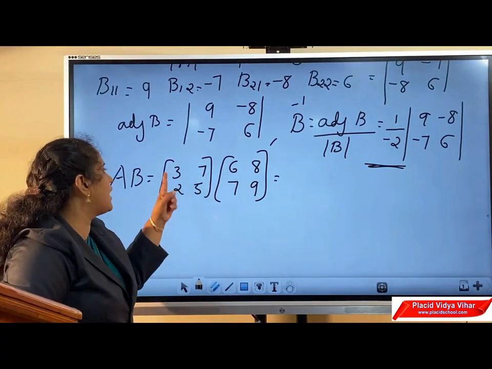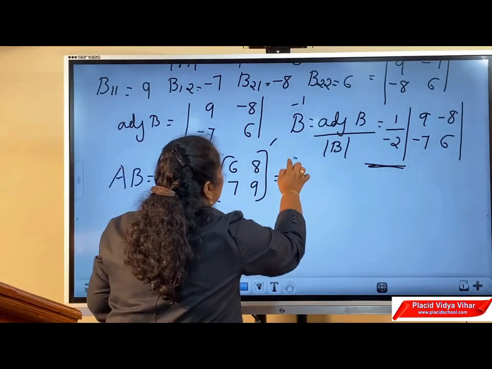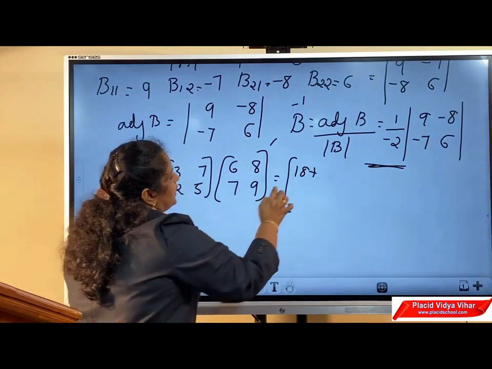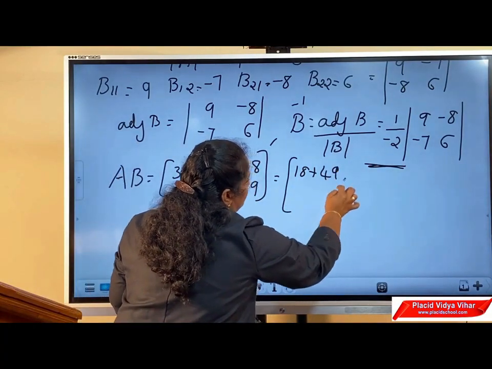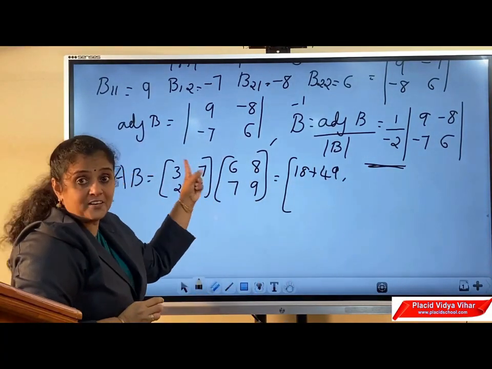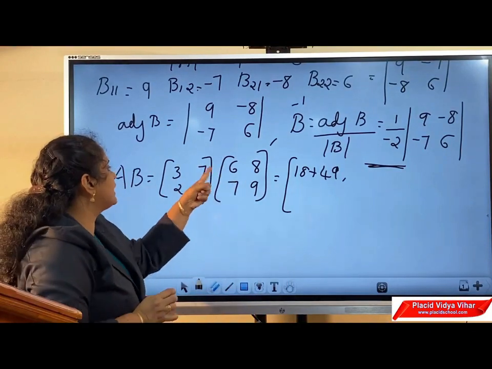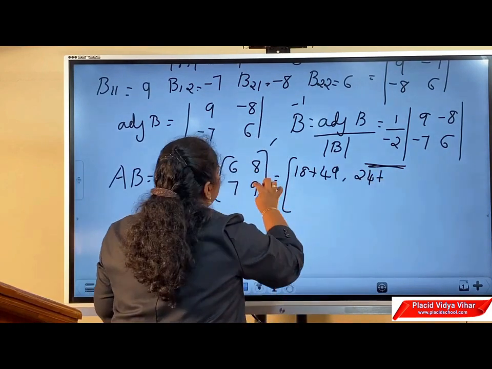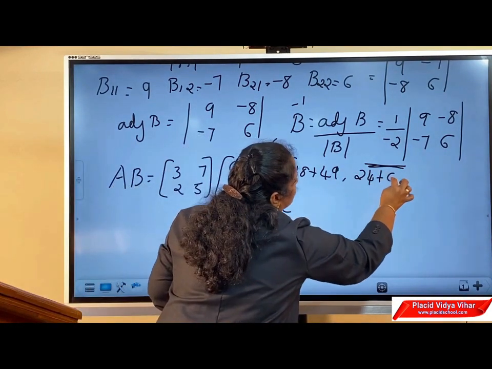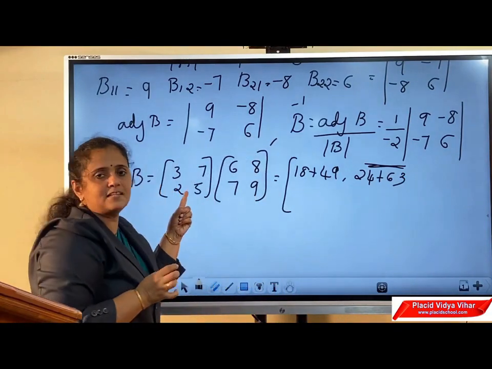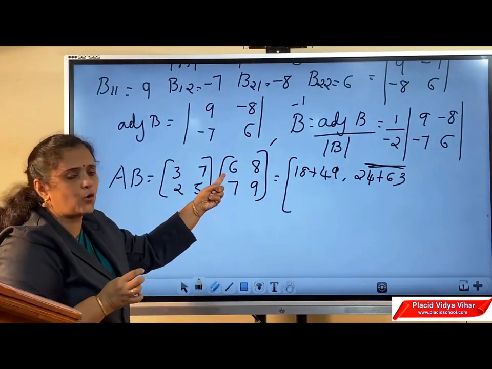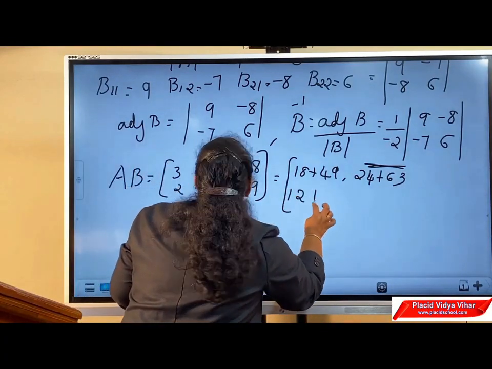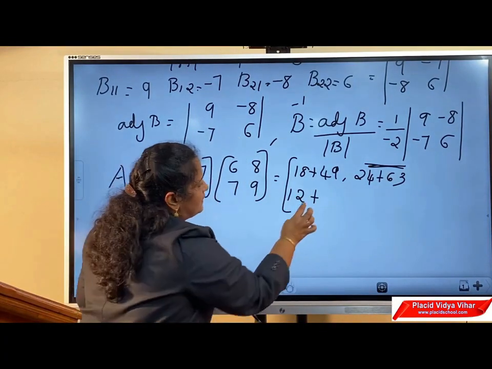First row into first column. That means 3 into 6 is 18, plus 7 into 7 is 49. That is the first element. Then first row into second column. That means 3 into 8 is 24, plus 7 into 9 is 63. Then we can take the second row into first column. That means 2 into 6 is 12, plus 5 into 7 is 35.